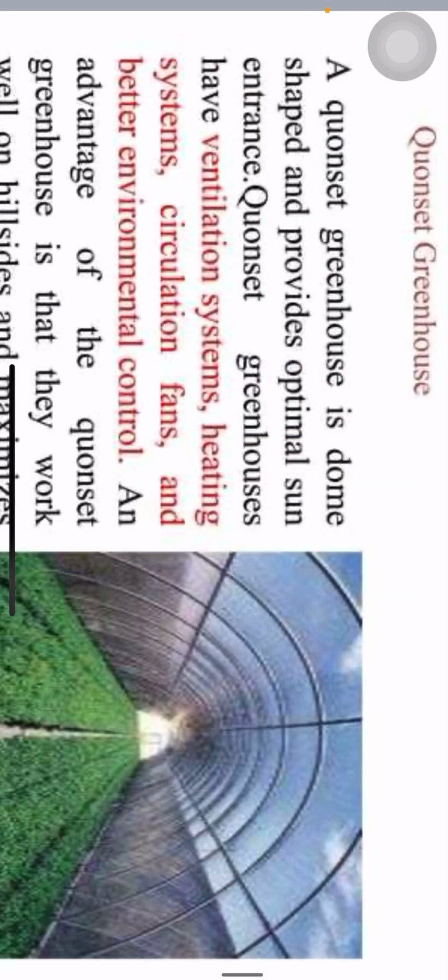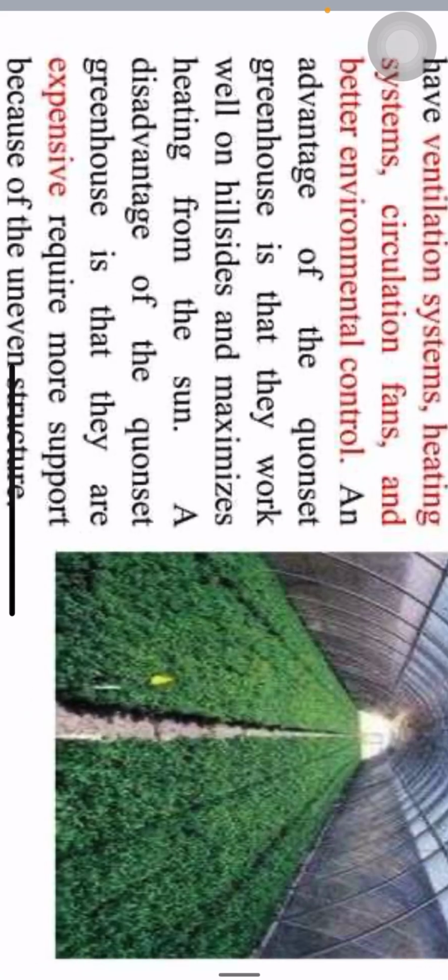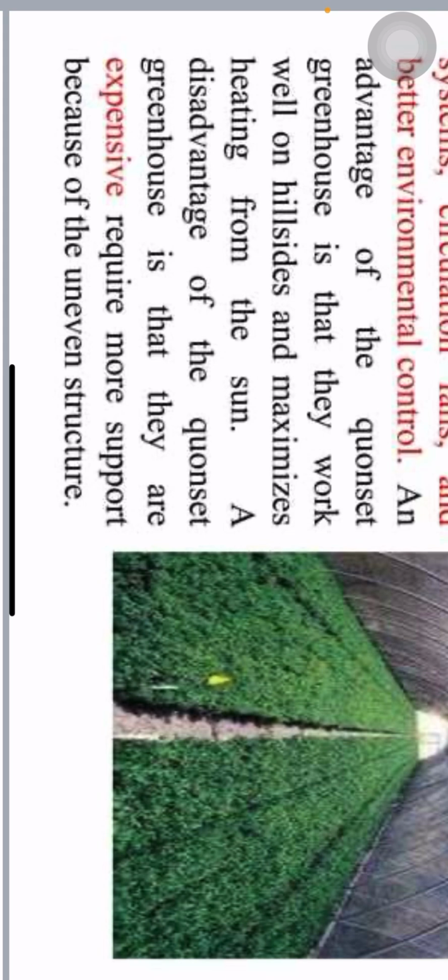Next we have the quonset type of greenhouse, which provides ventilation systems, heating systems, circulation fans, and better environmental control. An advantage of quonset greenhouses is that they work well on hill slopes and maximize heating from the sun. A disadvantage is that they are expensive and require more support because of the uneven structure. For precision farming and optimized planting density, we use this type of greenhouse to get better development.